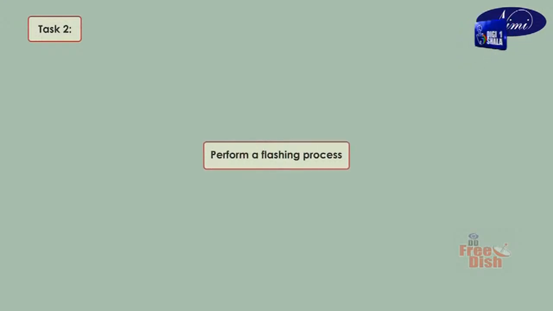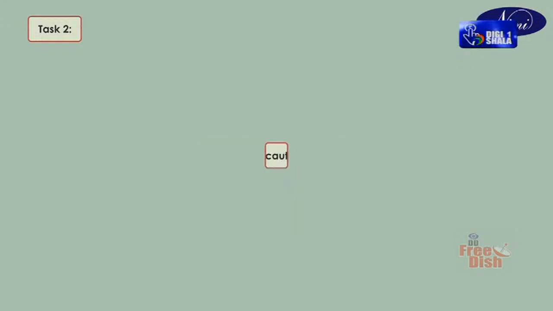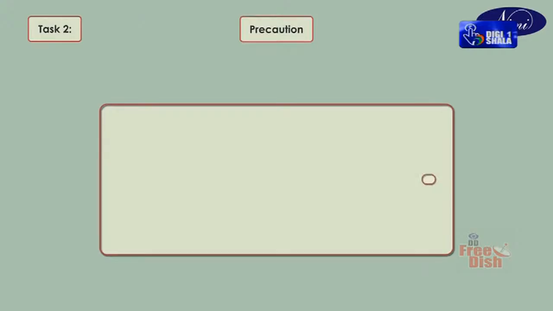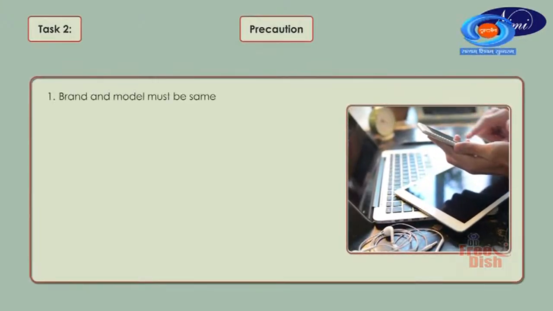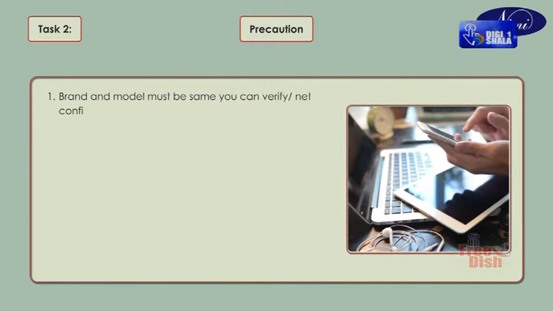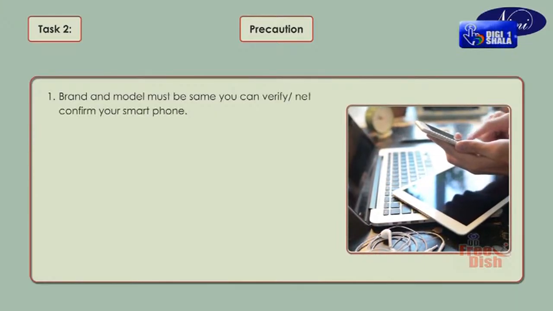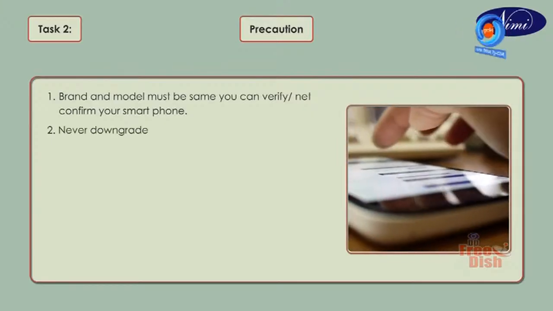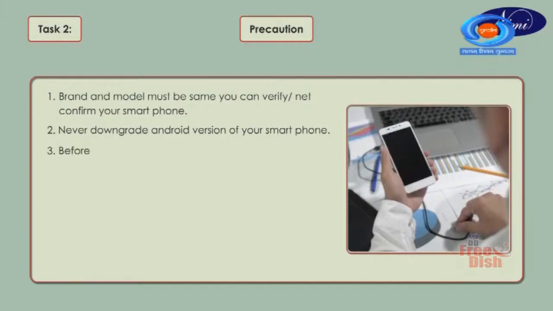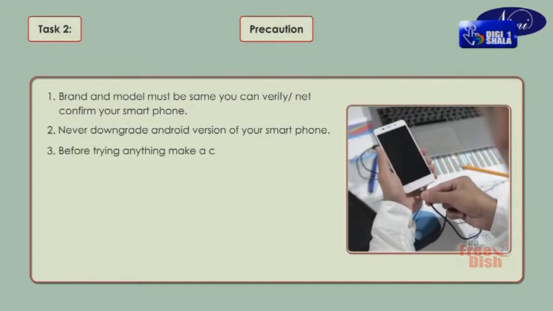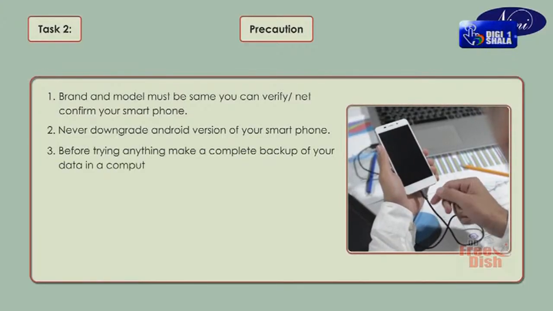Task 2. Perform a flashing process. Precautions. Number 1. Brand and model must be the same. You can verify or confirm this on the net for your smartphone. Number 2. Never downgrade the Android version of your smartphone. Number 3. Before trying anything, make a complete backup of your data on a computer.